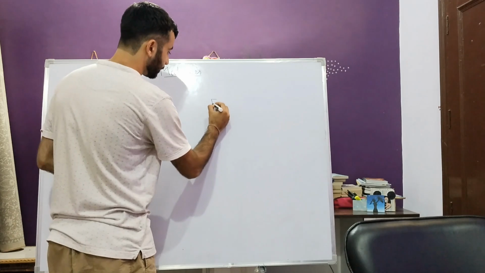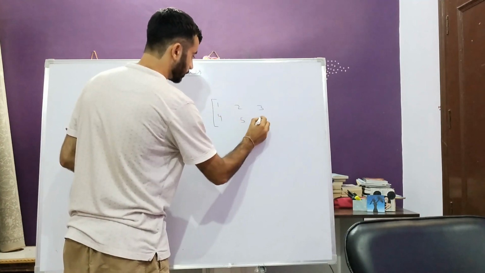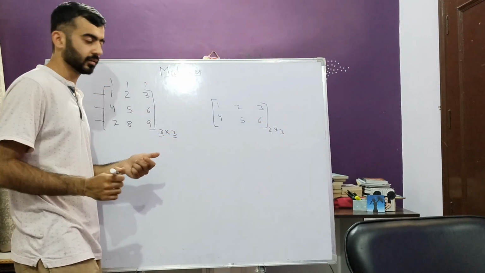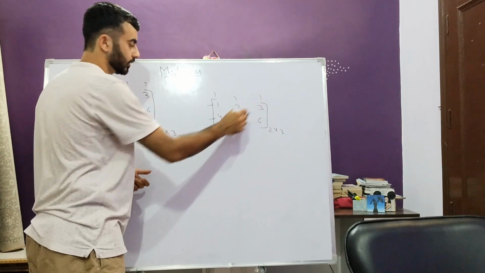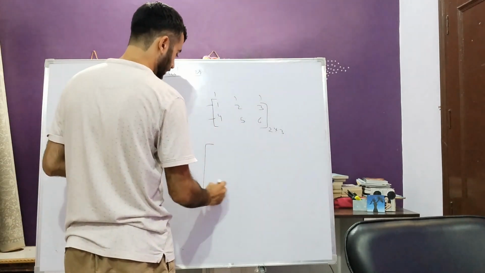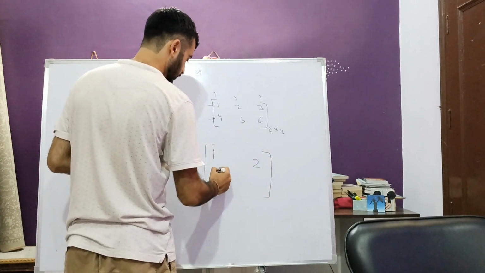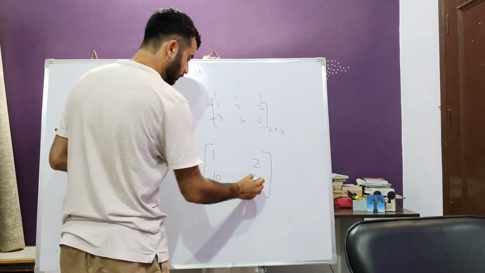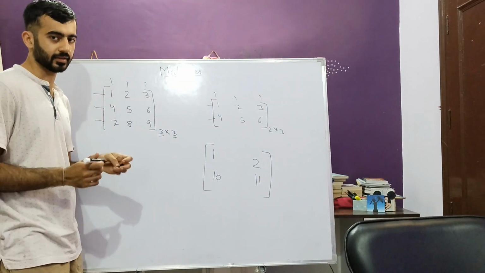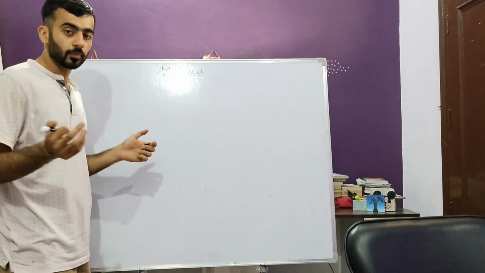Another example. This is a 2 by 3 matrix: 2 rows, 3 columns. So 2 by 3 matrix. This matrix has 2 rows and 2 columns, so it's a 2 by 2 matrix. Now I will show you the general form of matrices.